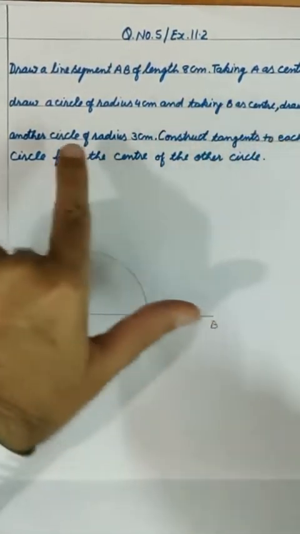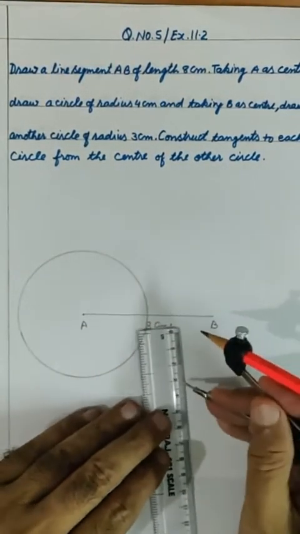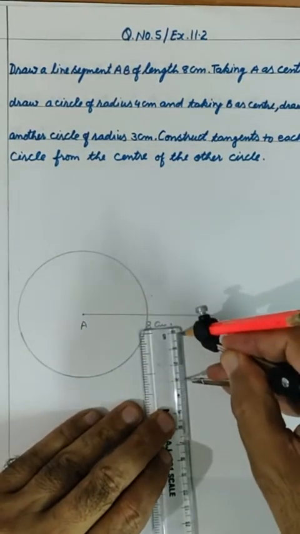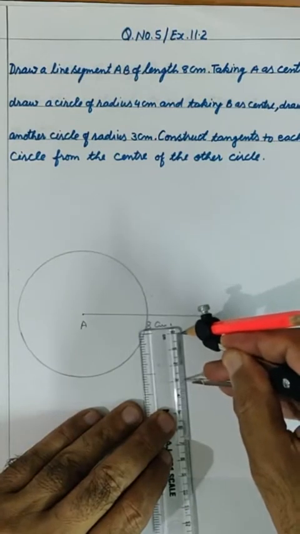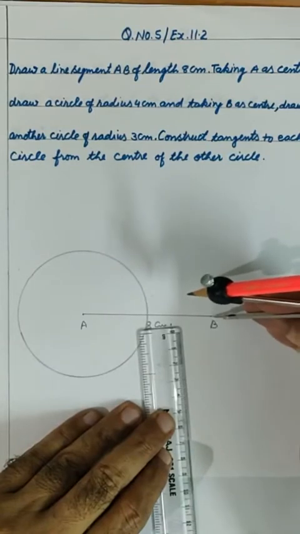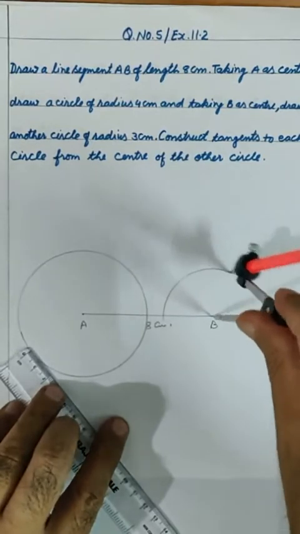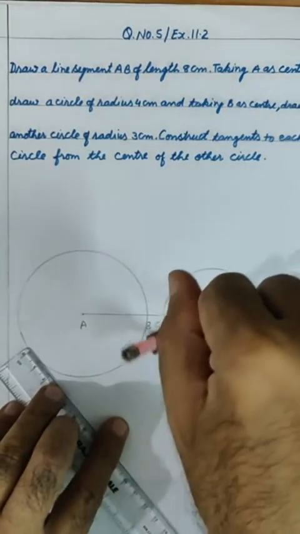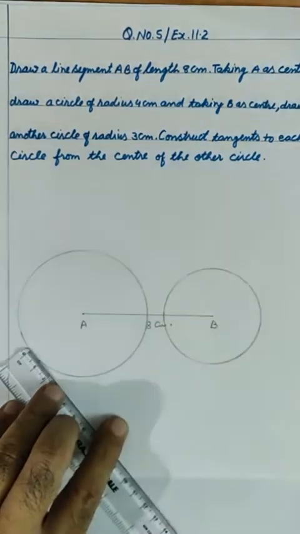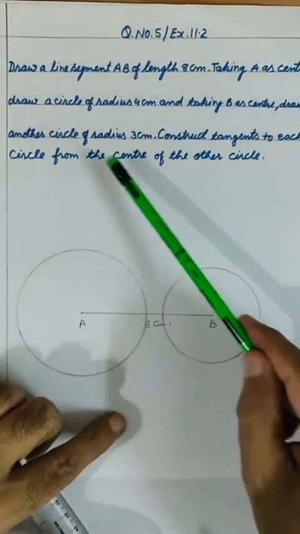Taking B as a center, draw another circle of radius 3 centimeter. Now again you take the compass and open 3 centimeter. This is 3 centimeter. Put the compass at B and draw. This is a circle of radius 3 centimeter. Construct tangents to each circle from the center of the other.